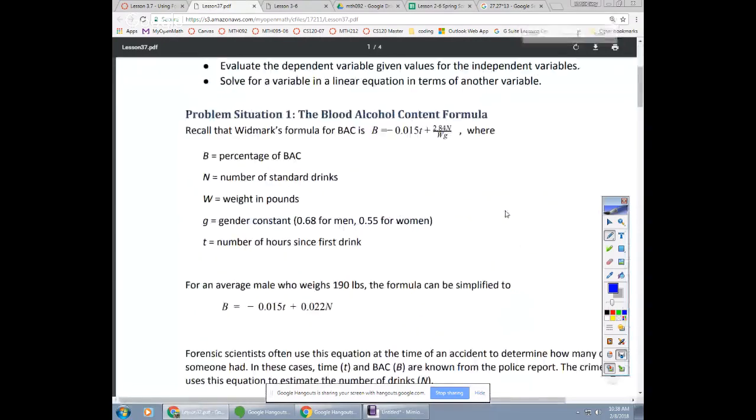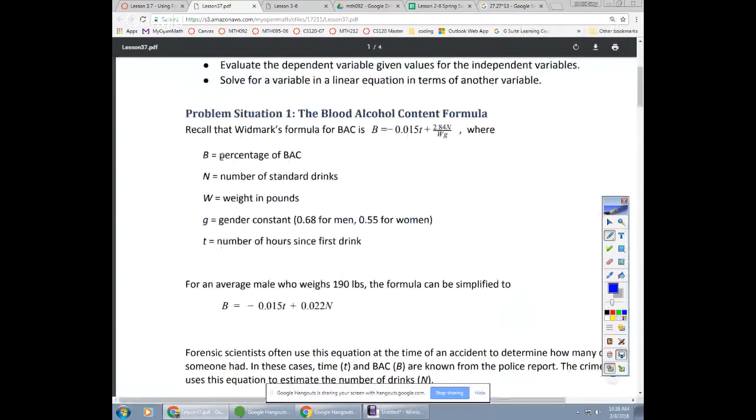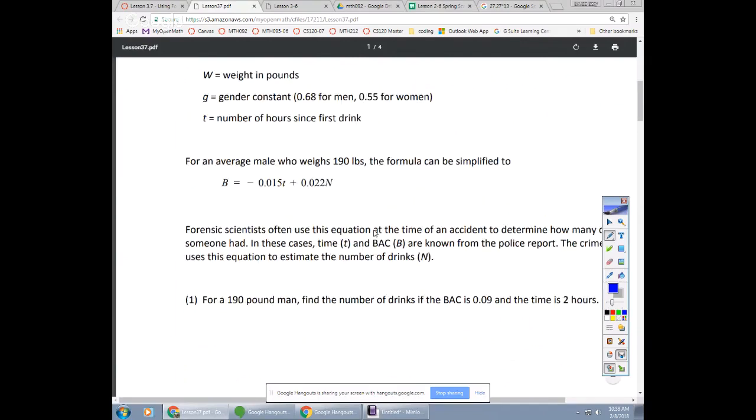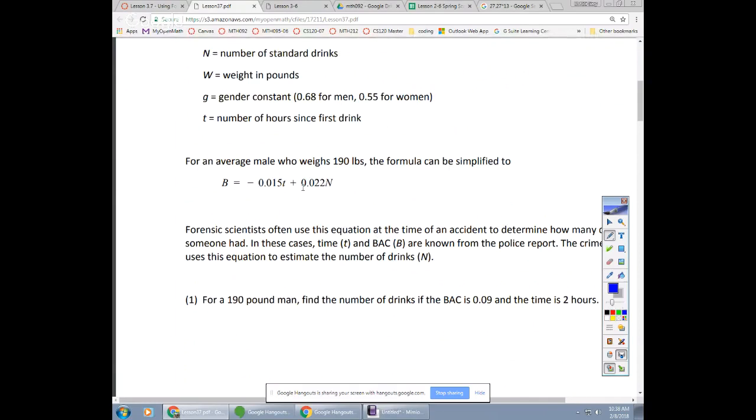All right, so here's that BAC formula again. I just went over what each of the variables is. And there's a claim underneath here that if there's a male that weighs 190 pounds, then their formula would simplify to this right here. So let's double check that 0.022 is correct for a 190 pound male.